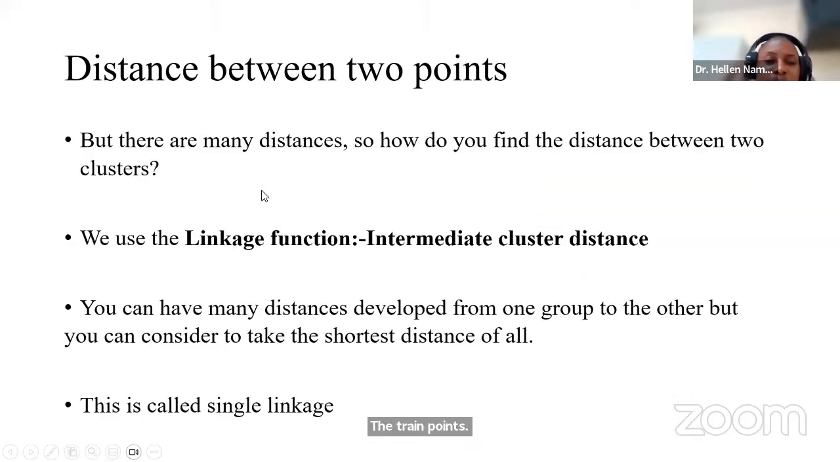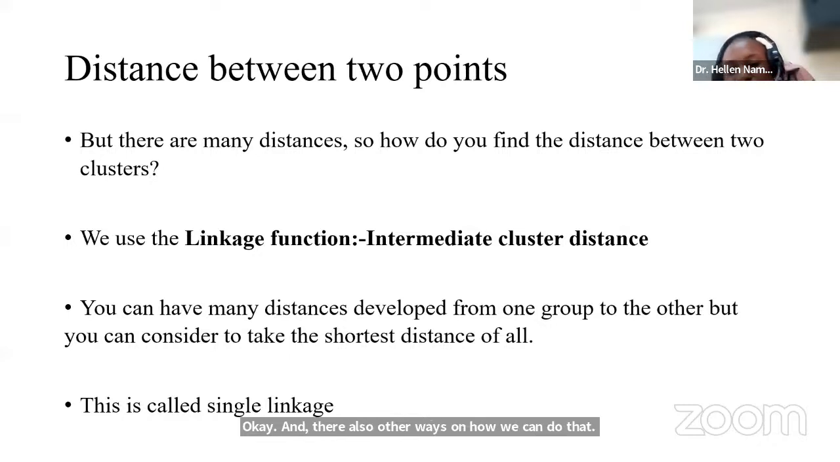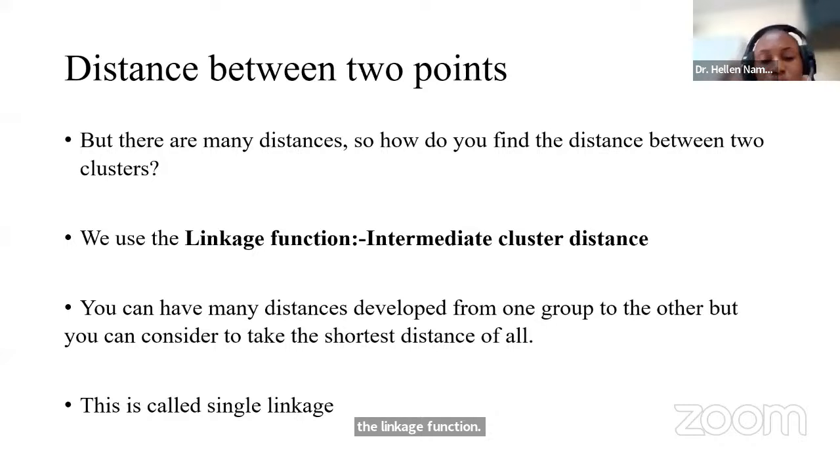Okay. And there are also other ways on how we can do that. From the previous slide, the bird can use various ways to move from one point to another. There are many possibilities, but in R, what we're going to do is use what we call the linkage function. The linkage function helps us to look at the intermediate cluster distance. The first one, I just showed how you can do it mathematically, and then we can also use the linkage function. We are going to still see that as we move on during the program.